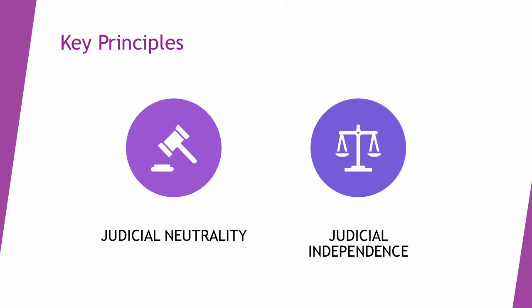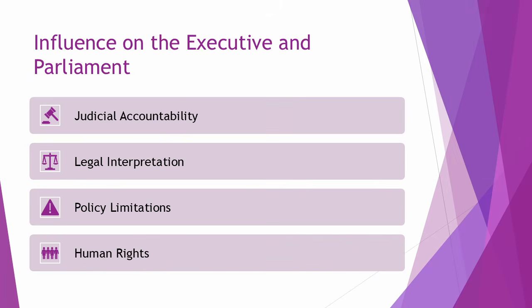An example of judicial independence occurred in 2019 when the Supreme Court ruled that Prime Minister Boris Johnson's prorogation of Parliament was unlawful, demonstrating that the judiciary can act independently of government. The Supreme Court influences the executive to a significant degree by holding the government accountable through judicial review and rulings that can limit executive actions.